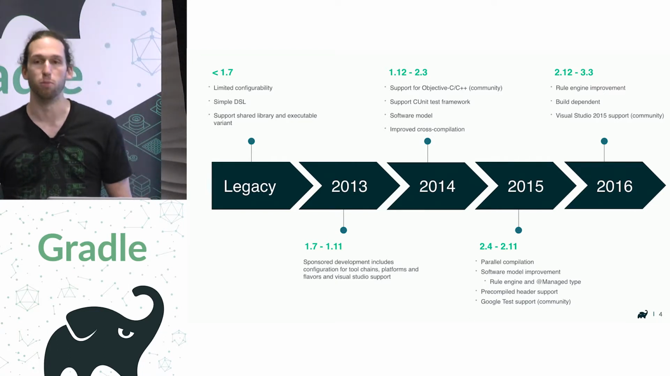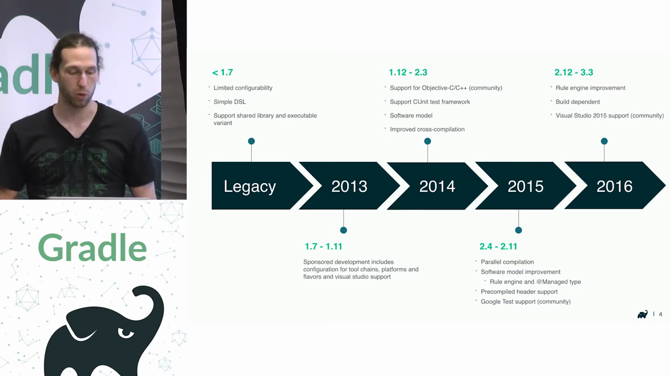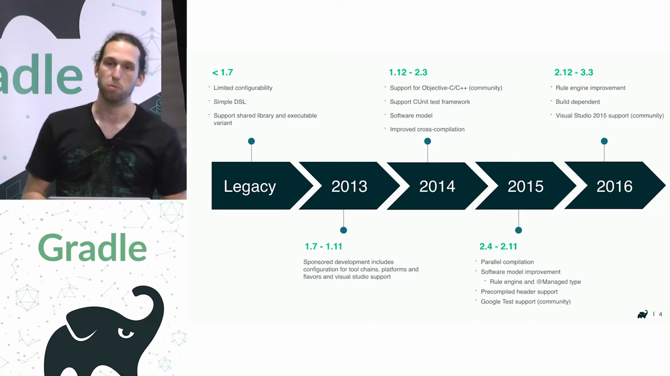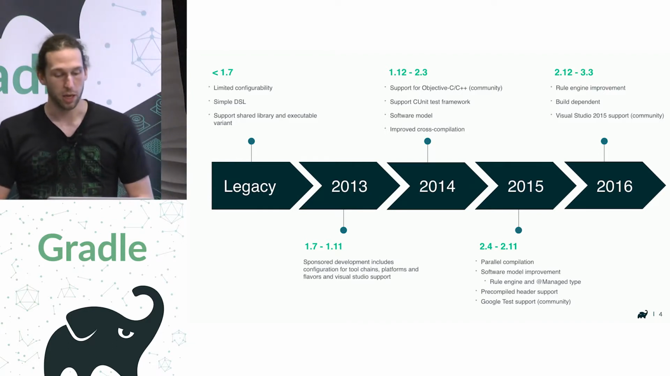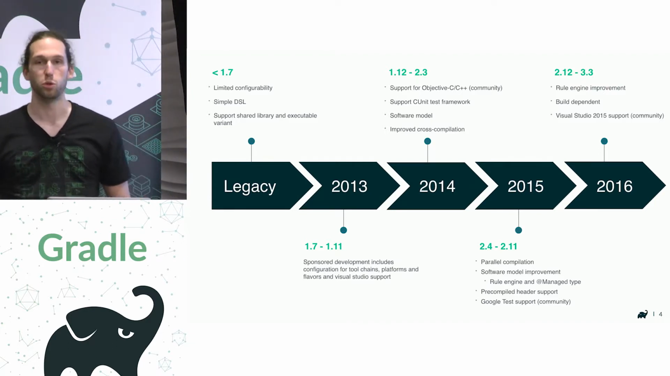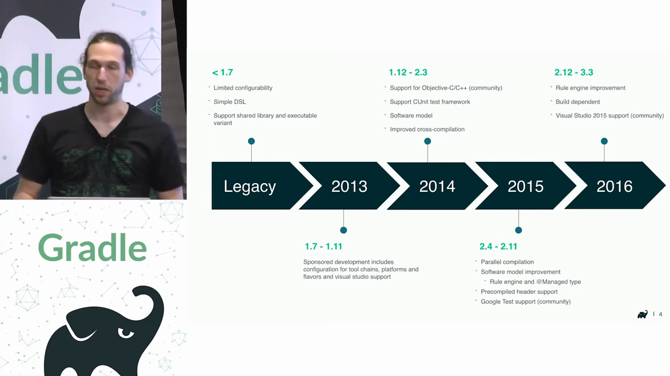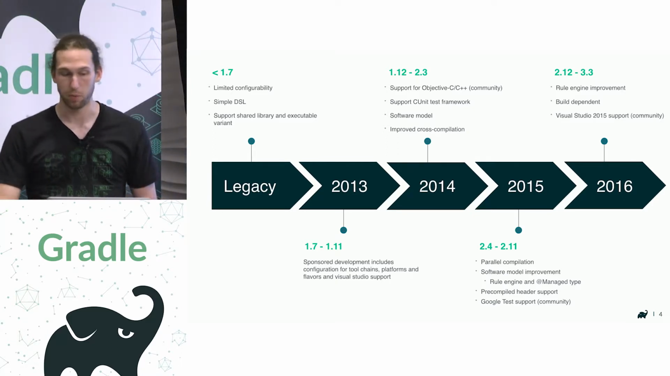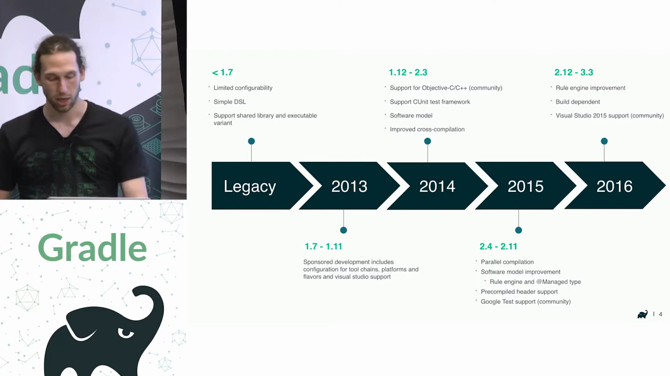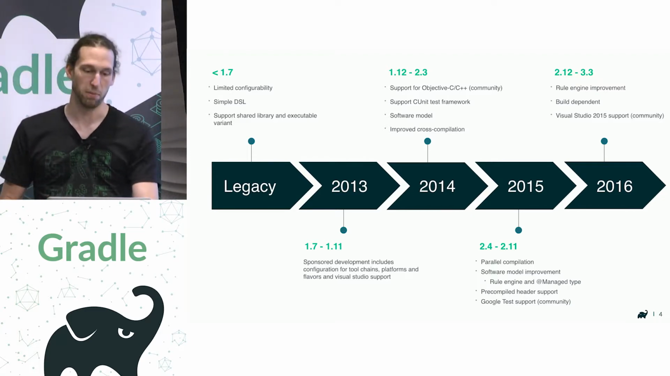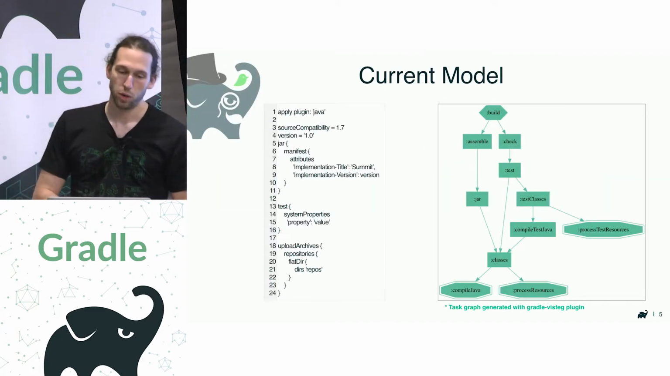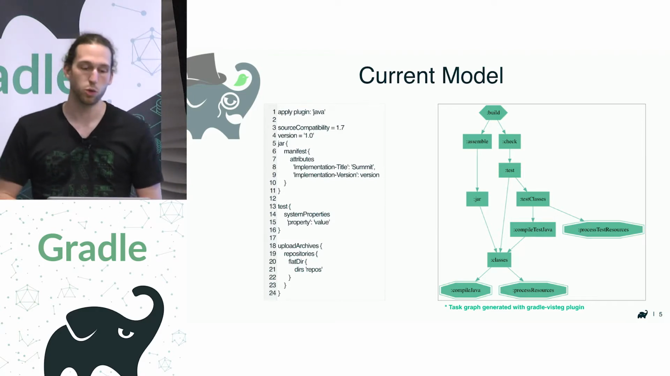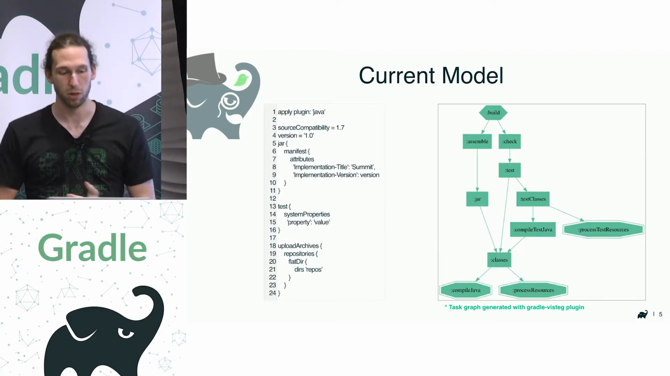Last year, from version 2.12 to 3.3, there was another round of improvements to the rule engine. There was the build dependents feature and Visual Studio 2015 support, again added by the community. So a huge thank you to the community for all the awesome features they're providing and helping us develop and add. Gradle native support uses what we call the software model.